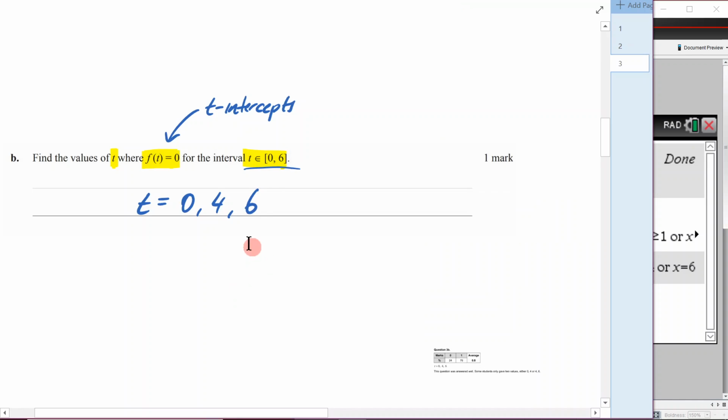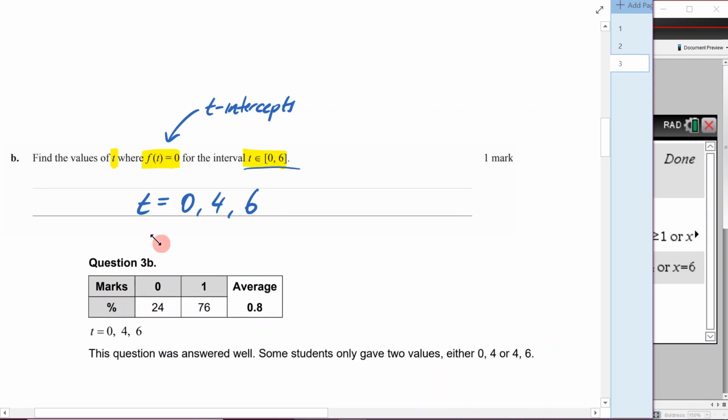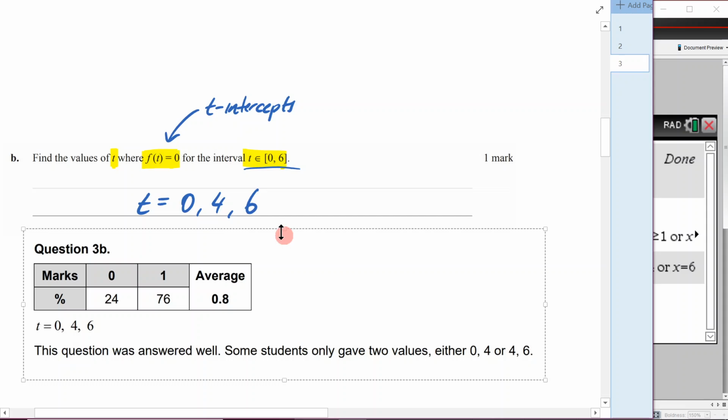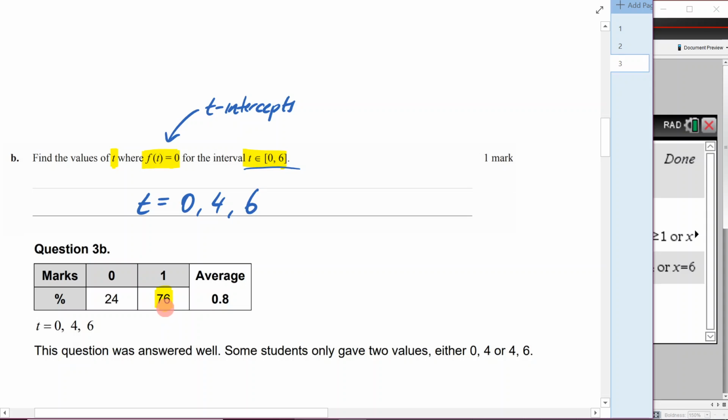And there you go. Let's now look here and see how people did with this question. As you can see, 76% of the state got the full 1 mark. Those were our answers. The question was answered well. Some students only gave 2 values, either 0, 4, or 4, 6. So don't be one of those people. Make sure you see that you've got those inclusive brackets right there. I think those people who got that wrong didn't take note of that.